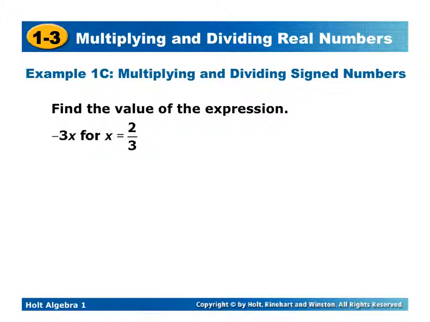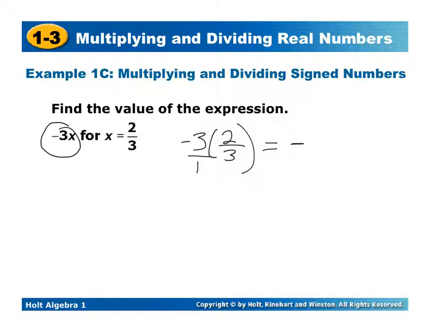Now let's try an example with a variable. So we want to find the value of the expression. So we want to find out what negative 3x equals when x is 2/3. So remember, we're going to substitute 2/3 in for x. So we have negative 3 times 2/3. We have different signs. We know our product is going to be negative.